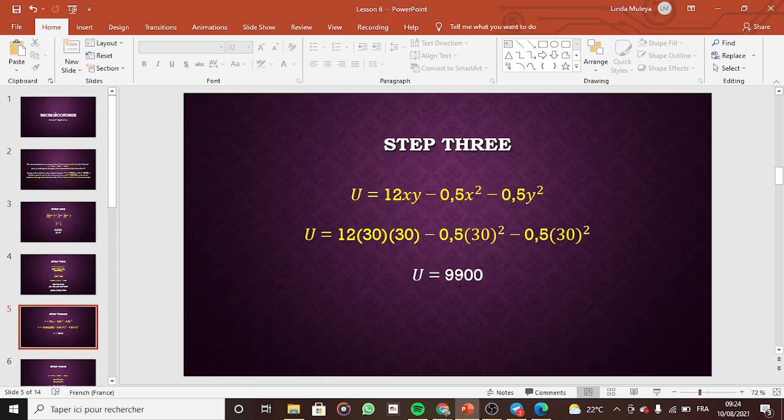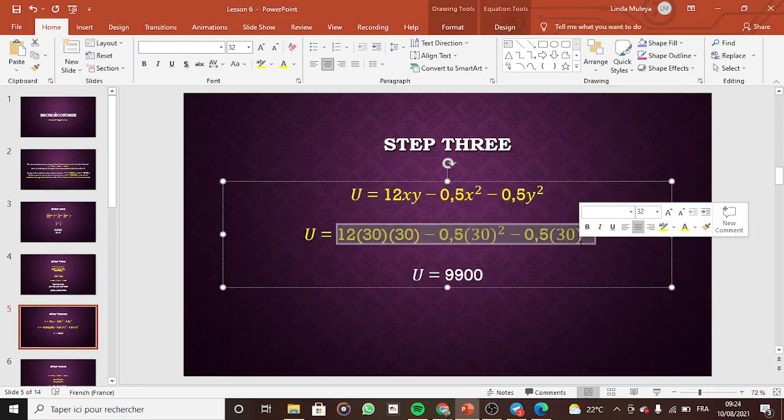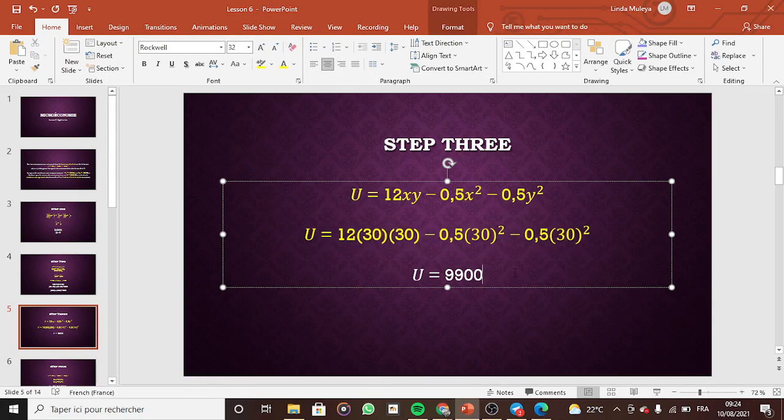So it depends on what the priorities are. Take, for example, if you were to say 12 times 30, find the answer, times 30, minus 0.5 times 30, then you square it, minus 0.5 times 30, you find the answer, then you square it, it might give you a different answer. So usually what's best is you first replace your values into your formula here, and then take exactly how it looks in your formula and put it into your calculator, and you should find the correct answer.